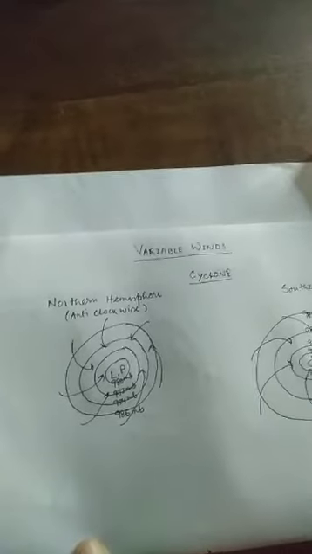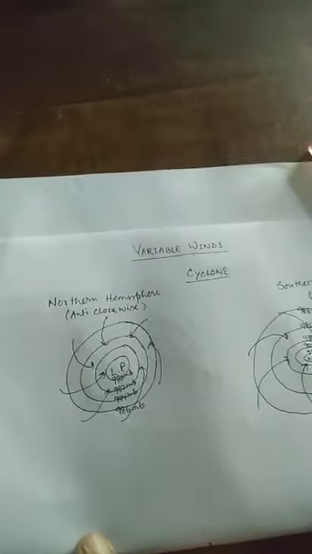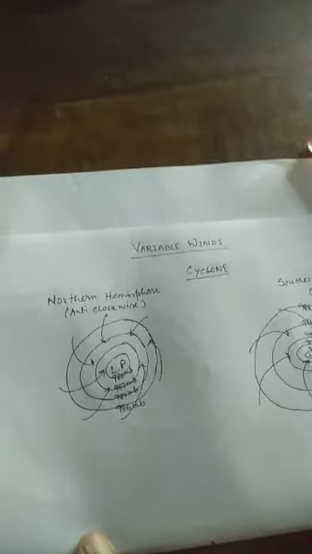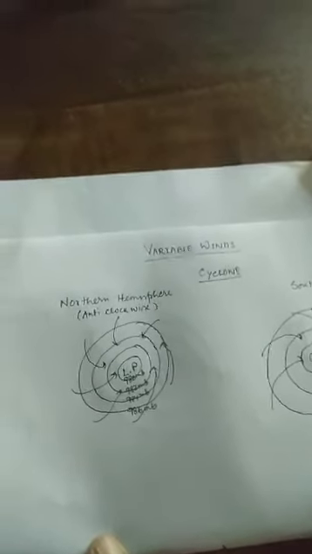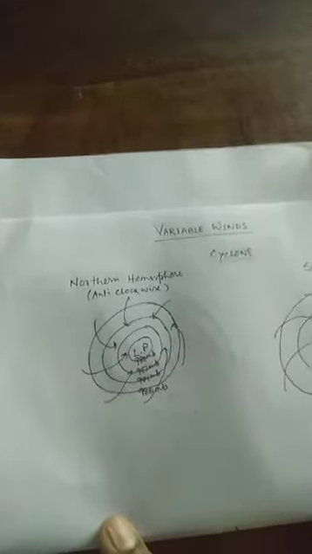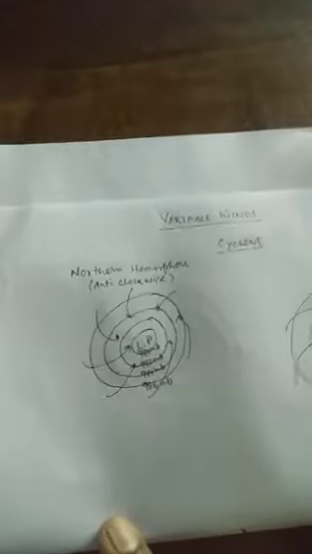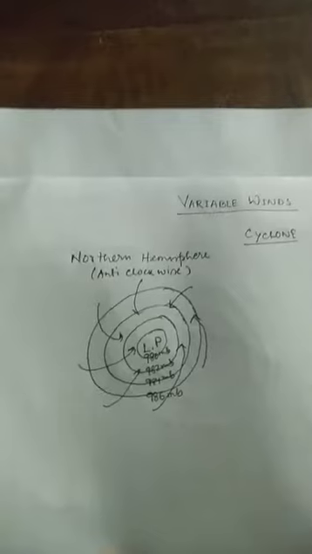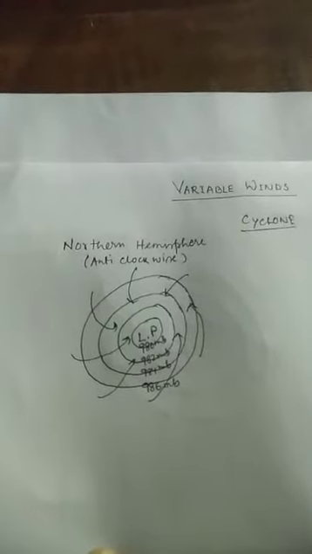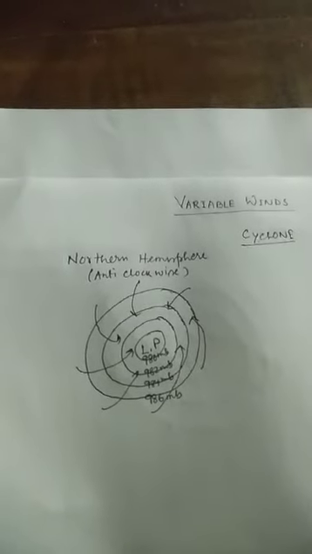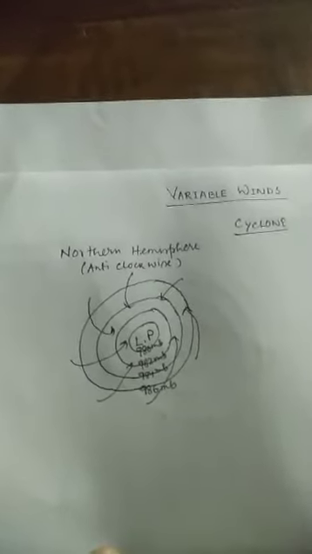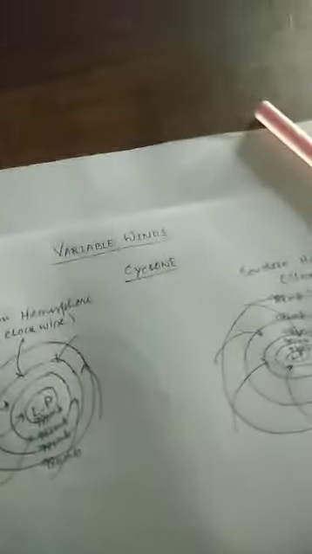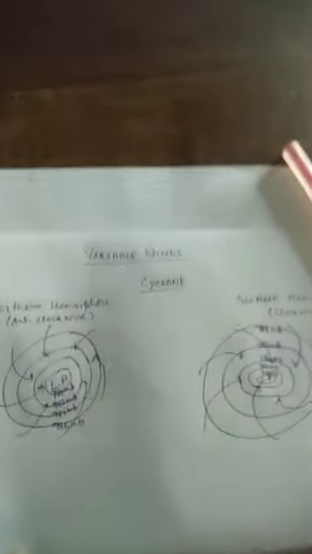The definition is: variable wind is the wind blowing due to sudden rise in pressure variations. That means the wind is formed just because of the change of pressure. And I hope it is very clear to you that atmospheric pressures are mainly of two types: high pressure and low pressure. In some places of the earth's surface, sometimes high pressure is there and sometimes low pressure is there.